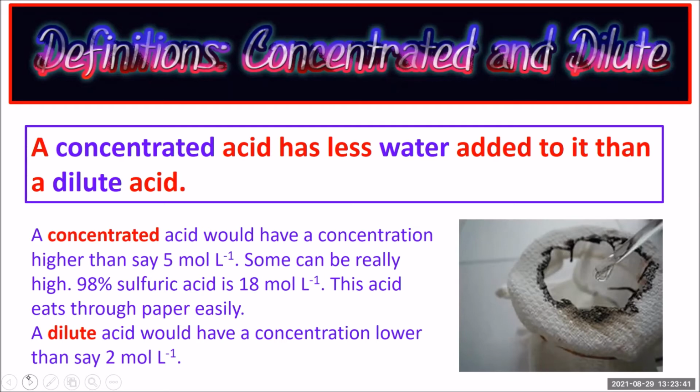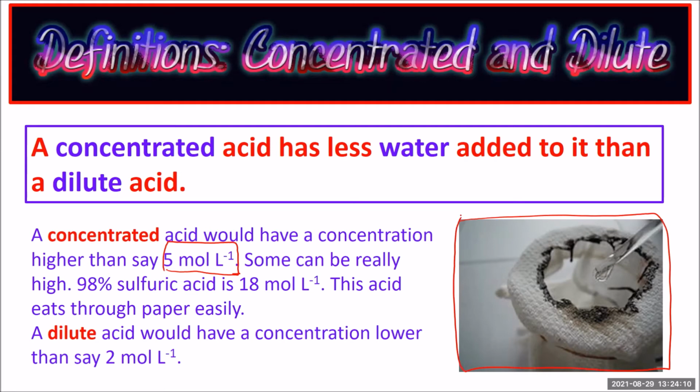So you would expect the concentration of a concentrated acid to be maybe higher than 5 moles per litre. Some of them can be really high though. Sulfuric acid is available as a 98% solution of sulfuric acid, and that's about 18 moles per litre. And we can see over here in the diagram that this acid will eat through paper. So we have a paper towel and it's being eaten away by the acid.